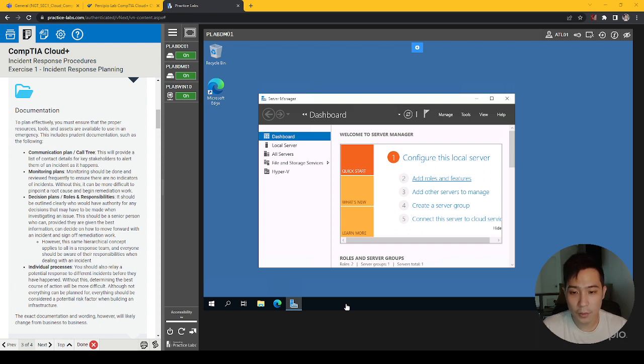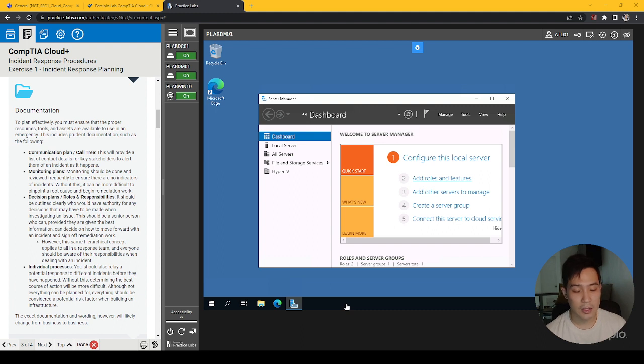Third is decision plans or roles and responsibilities. Now, it should be outlined clearly who would have authority for any decisions that may have to be made when investigating an issue. This should be a senior person who, provided they are given the best information, can decide on how to move forward with an incident and sign off remediation work. However, this same hierarchical concept applies to all in a response team, and everyone should be aware of their responsibilities when dealing with an incident.